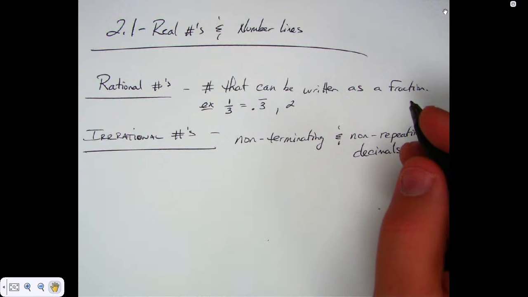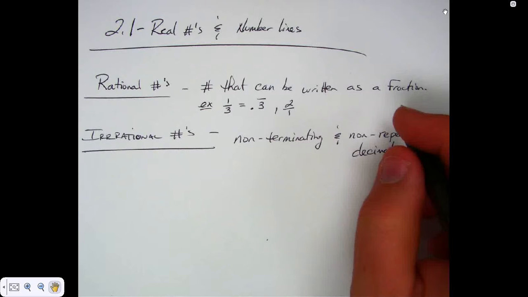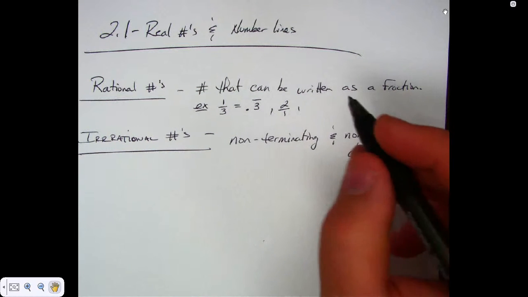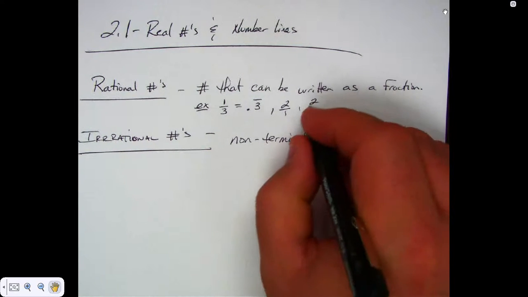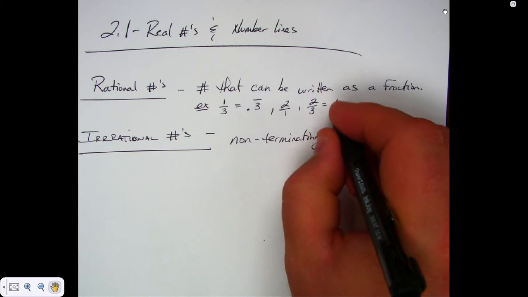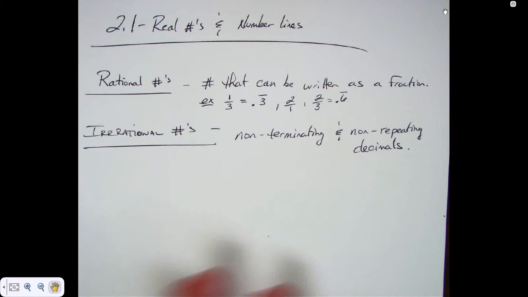How can you write 2 as a fraction, though? Over 1, right? There's all kinds. Another one that repeats and goes on forever, 2/3, which is what? 0.6 what? It's a decimal that is non-terminating, but it is repeating. So it's a rational number.